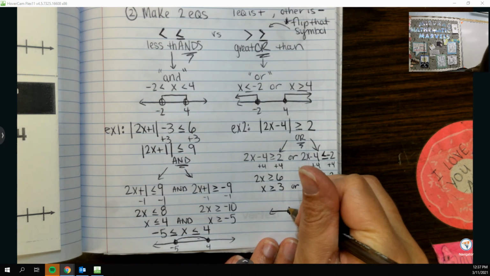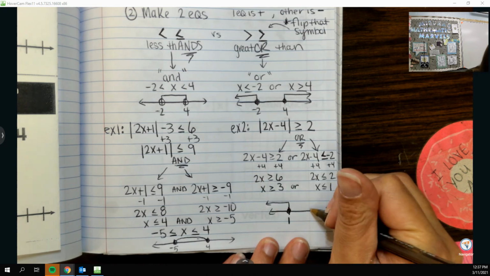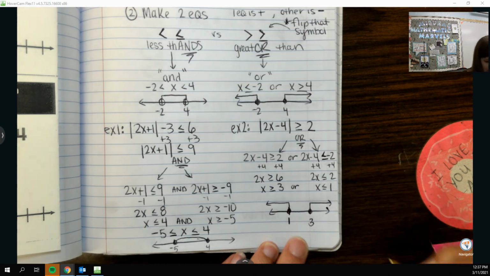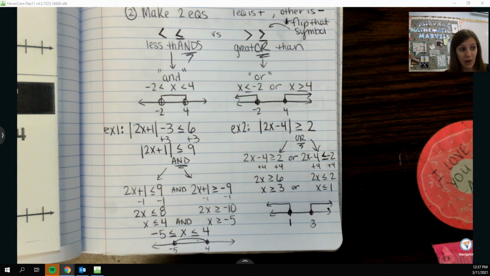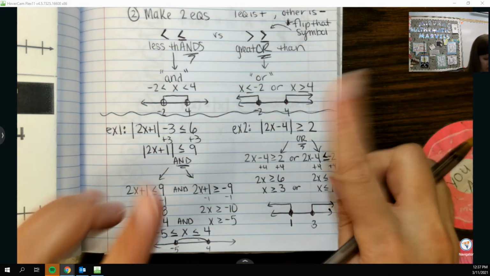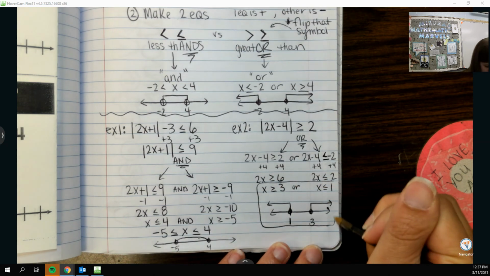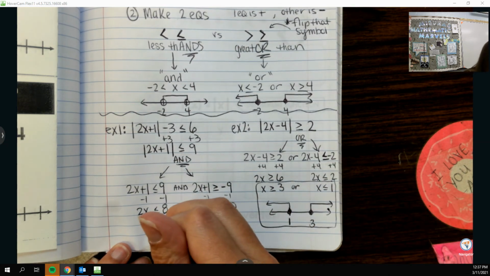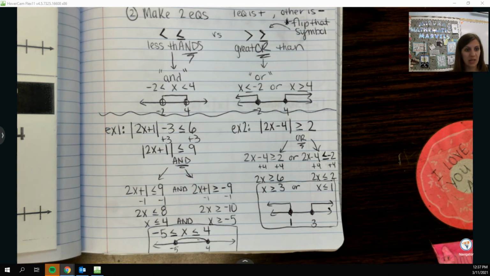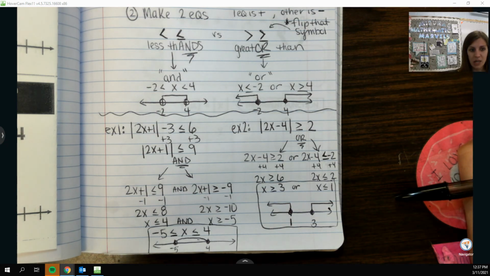So on 1, we're going to have a closed circle, and x is less than that. And then on 3, we got a closed circle, and x is greater than that. There's no sort of fancy rewriting of an or. An or statement just always has the word or in it. But an and statement we can rewrite and make it look nicer. So it's kind of the smallest and the biggest. What's at the end and what's at the beginning. Alrighty. More examples in the next one.